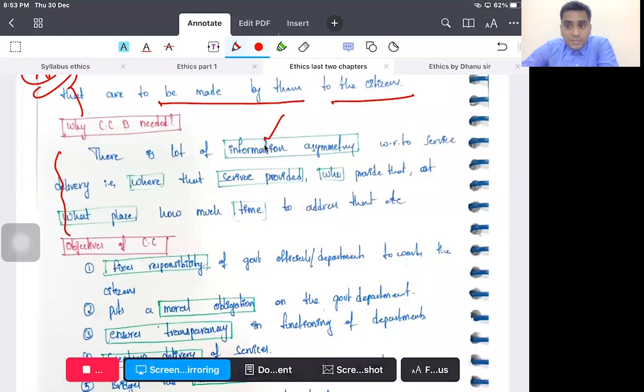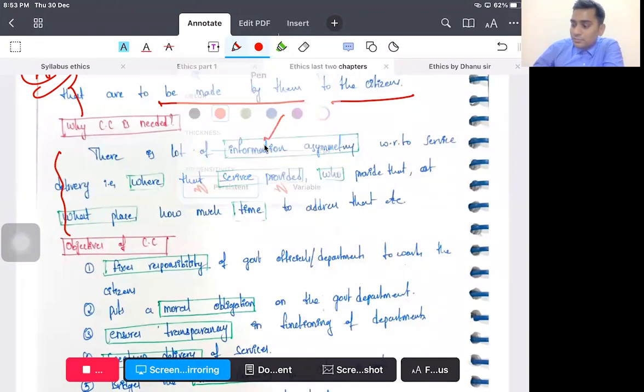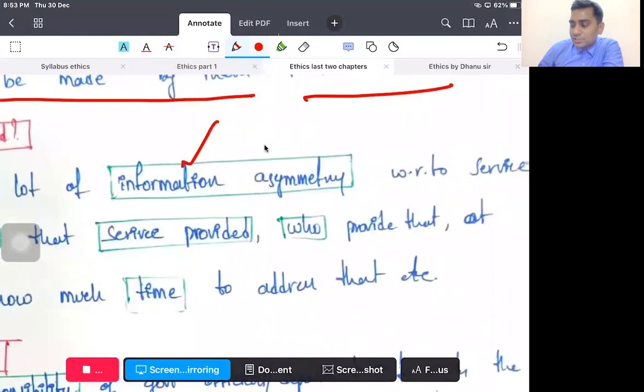Hence, citizens charter should contain these 5 basic principles, because there is a lot of information asymmetry and people are unaware of the government offices and unaware of whom to meet and where to meet, right? So they have to be providing all these 5 things. Remember these 5 things. This is called citizens charter.